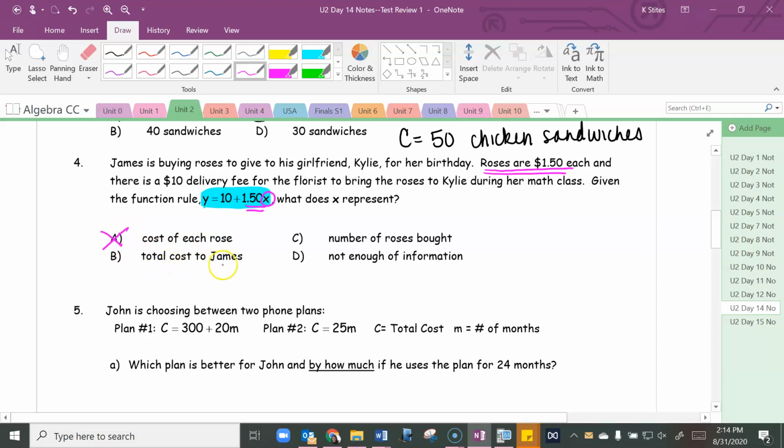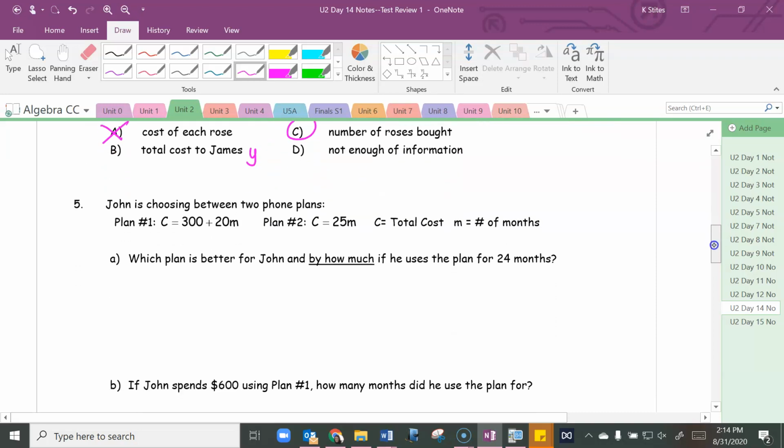It's also not going to be the total cost to James. That's what Y would be. Our X is actually talking about the number of roses that were bought, because when we take the number of roses times 1.50, that would tell us the cost for the roses. So C is our answer.